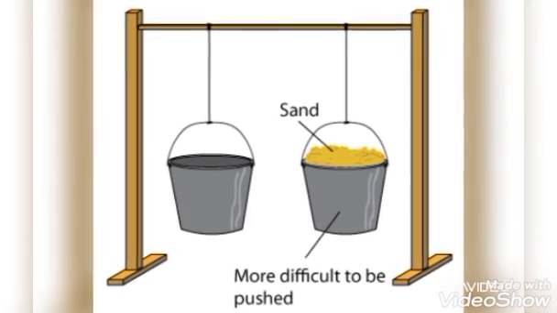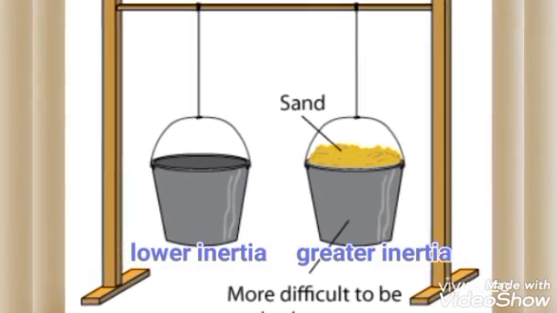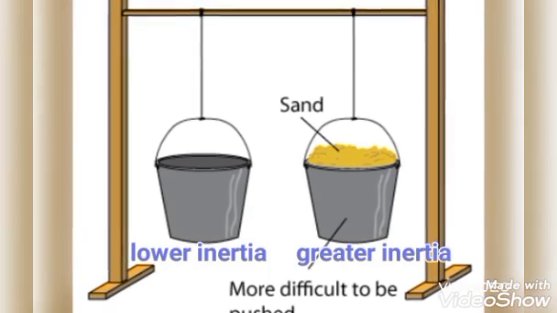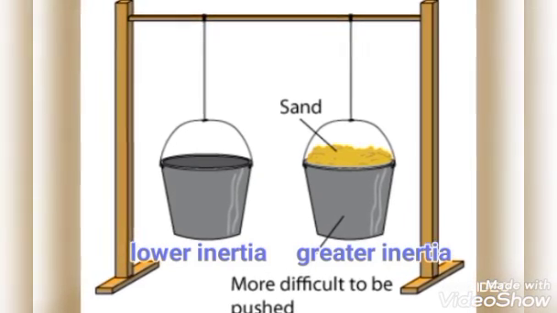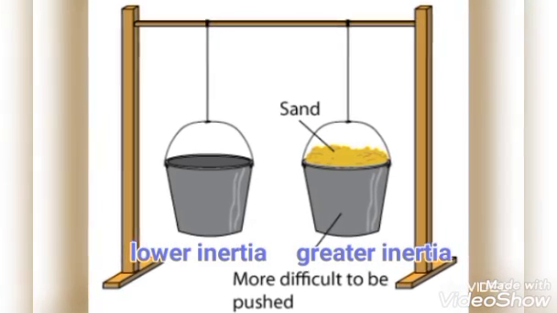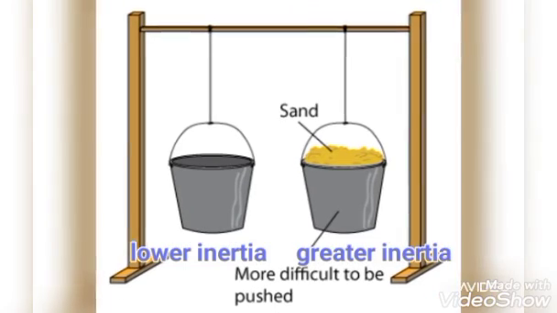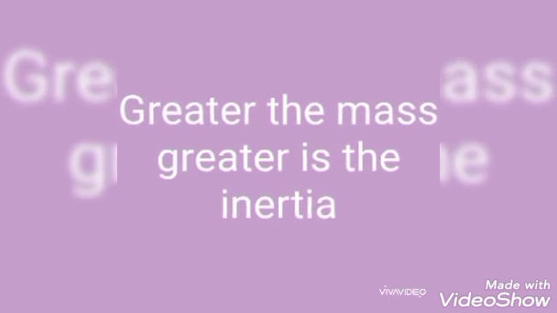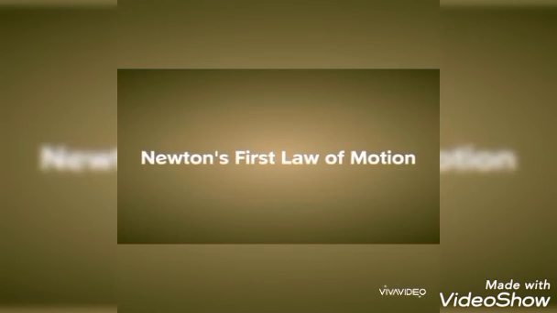Which one has more inertia here? Yes, the box filled with sand has greater inertia because it is very difficult to move the box filled with sand. That means the box filled with sand has a tendency to continue its state of rest. So we can conclude that greater the mass, greater the inertia. Or we can say that as the mass of an object increases, the inertia of the object also increases. As the mass of an object decreases, the inertia of the object decreases. So, greater the mass, greater is the inertia of the object and greater will be its resistance to change its state. That's all about Newton's first law of motion and inertia.